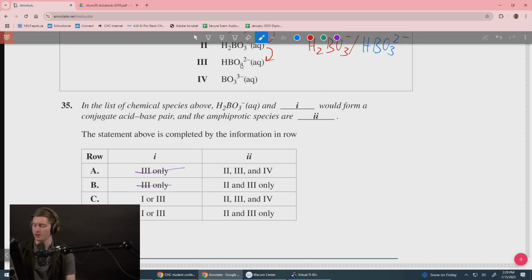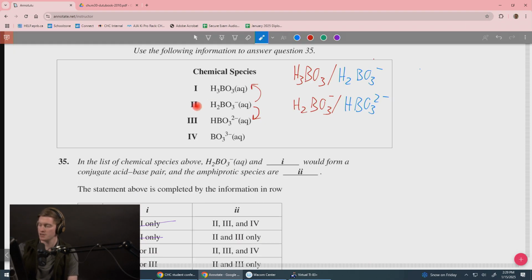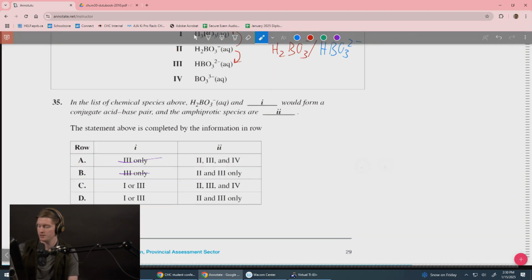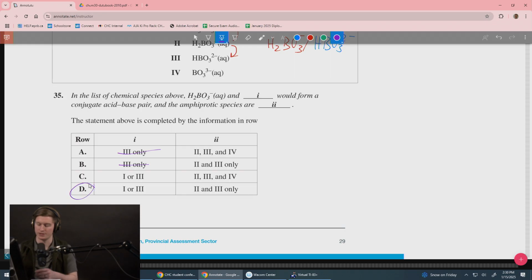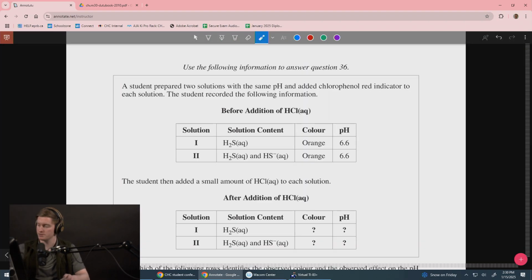because they only give us this option to have our hydrogen borate ion. And then the amphiprotic species are ones that can either accept protons or donate protons. That's going to be 2 and 3 here. This one can donate 2 protons and accept a proton, and this one could donate 1 proton and accept 2 protons. So D is our answer here. Borate is polyprotic. It can accept 3 protons, but it's not amphiprotic. It cannot donate a proton. Amphi means that it could go either way. It could act as an acid or a base.